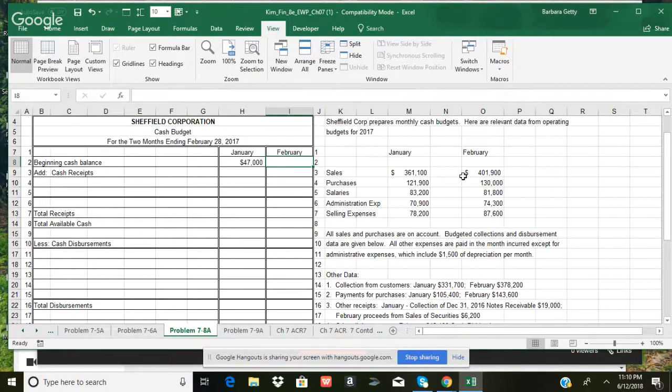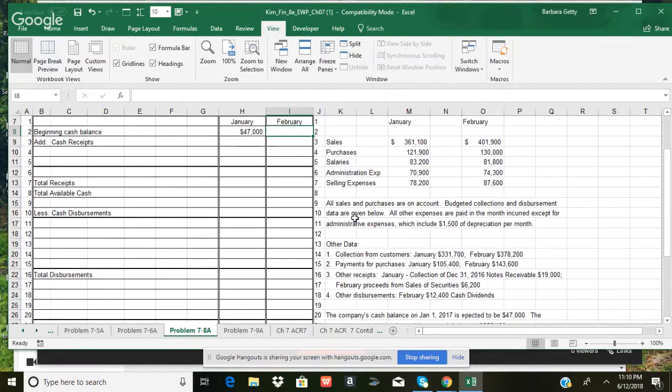for January and February. It tells us that all sales and purchases are on account, and that the budget collection and disbursement data are given. We'll get to this one as we go down the line because it tells us that all expenses are paid in the month incurred except for the administrative expense. So when we get to the administrative expense, we'll work on this one.